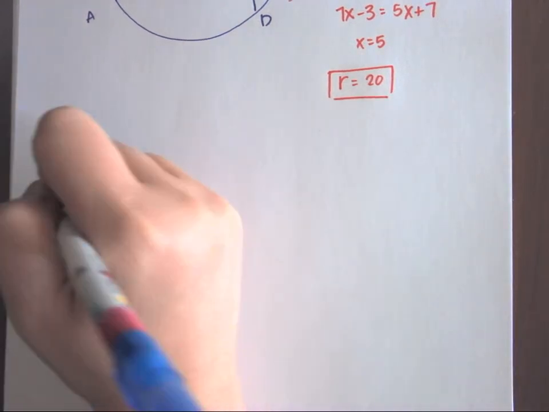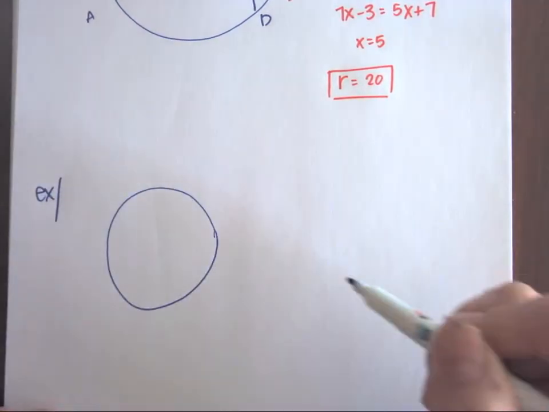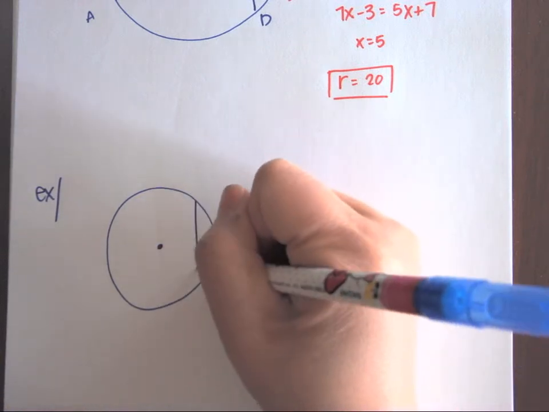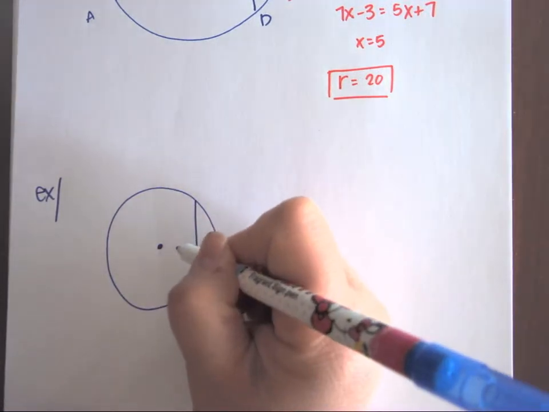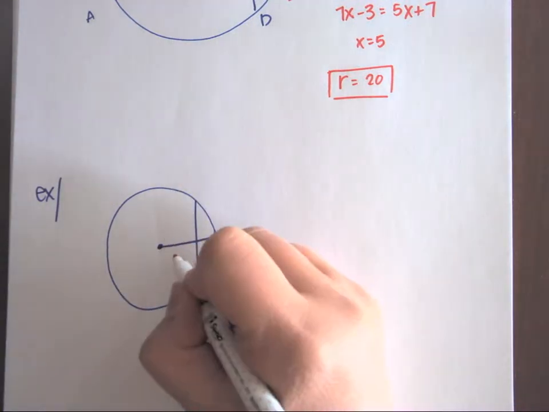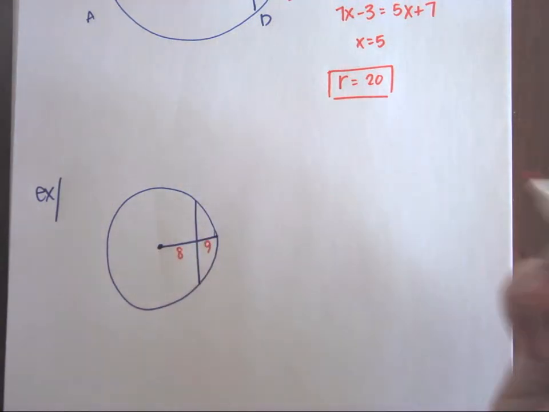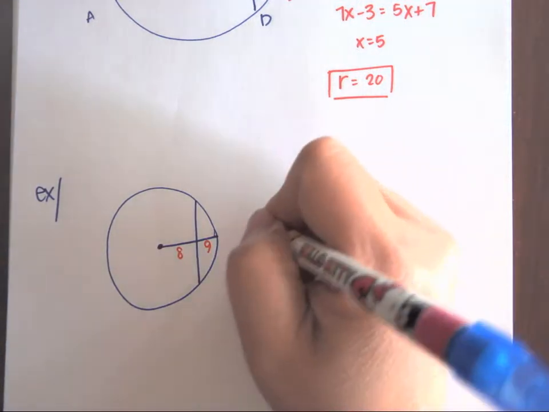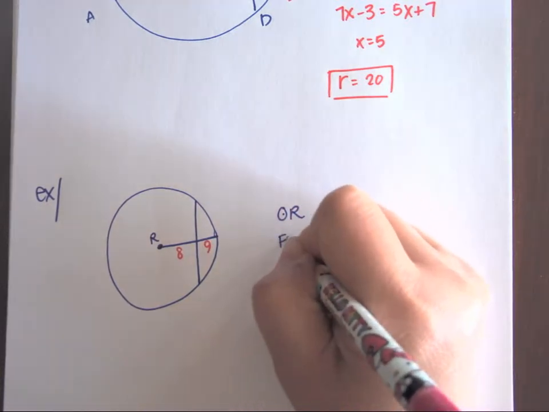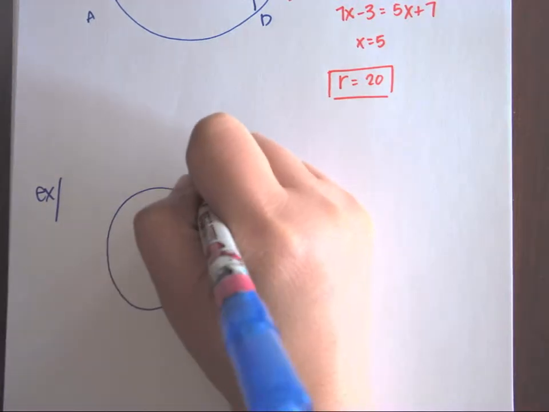Another example. That wasn't that great. Chord, radius, this part, oh, I didn't draw it to scale. That's 8 and that's 9. We have circle R. Find AB.